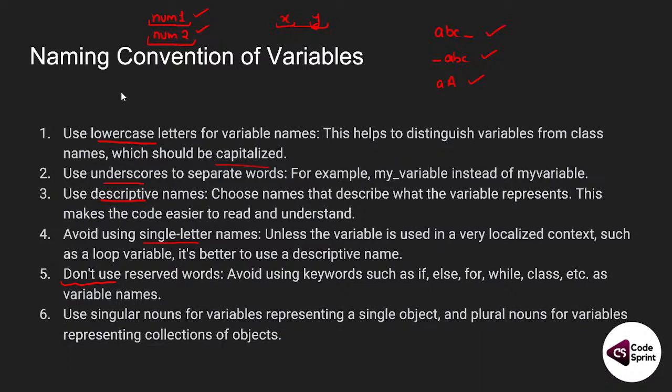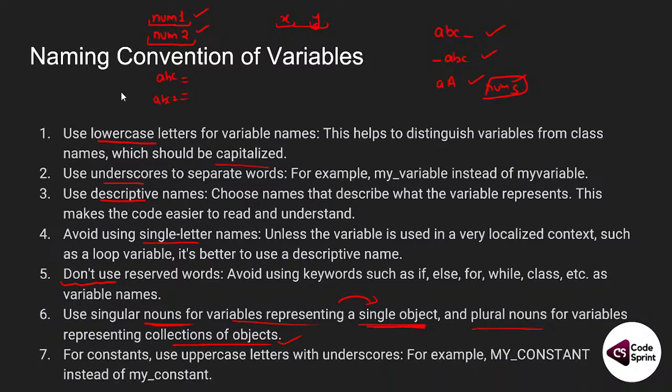Afterwards, it says to use singular nouns for variables that hold a single object, and plural nouns otherwise. Like if I want to assign a single object, I will say ABC, or for plural we can say ABCS. If you are using a singular noun, you should assign a single object. If you give a plural name like nums, you need to assign a collection of objects to it. These are the naming conventions for variables.